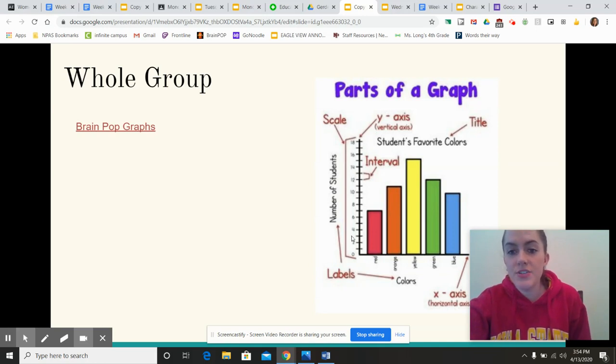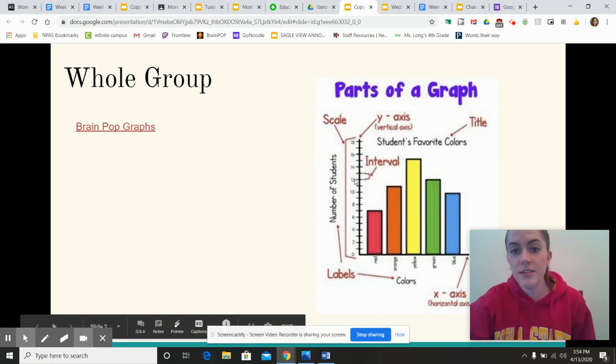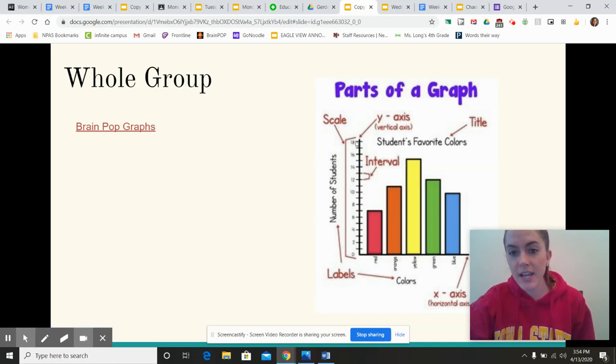And then the y-axis, which is always the black line that is vertical, so up and down, that is showing us the number of students. So for this particular example, it looks like they did their scale, the amount of students, from 0 students to 18 students. Okay, so you'll see a word here, interval. The interval is how much is in between each tick mark. So they have the numbers counting by twos, 2, 4, 6, 8, 10, 12, all the way up to 18. But there are tick marks in between showing the intervals from counting up by ones.